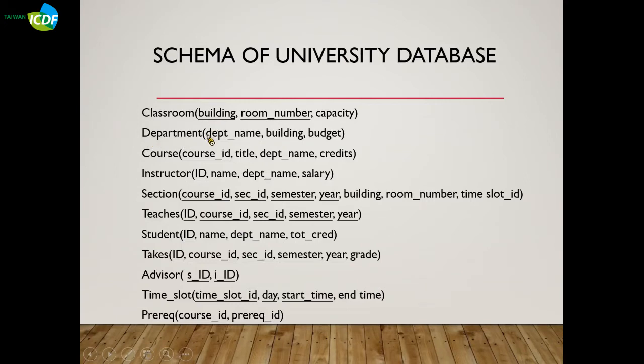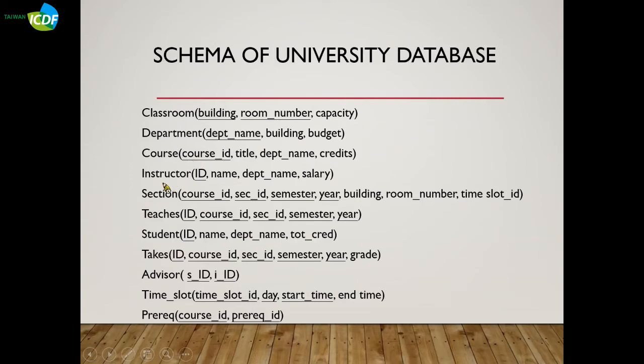Departments has department names, buildings, and budget. Here, department name is the primary key. Course describes all the data associated with a course. Here it records course ID, titles, department names, and the credits. Course ID is the primary key.